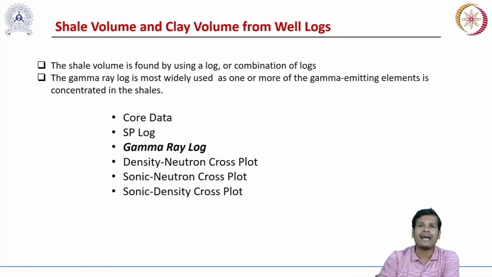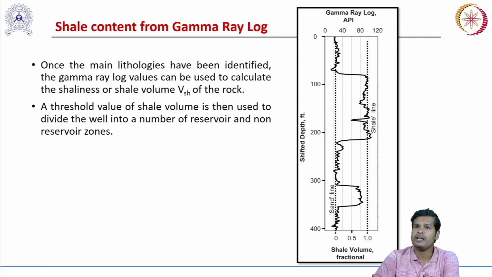Shale volume can be calculated by using a single log or a combination of logs. These are some of the methods available to the logging engineer to calculate the shale volume, such as core data, the SP log data, the gamma ray log data, the density neutron cross plot, sonic neutron cross plot or the sonic density cross plot. Today we'll discuss the gamma ray log, how to use a gamma ray log to calculate the shale volume. So we can calculate the shale volume just by using the gamma ray log.